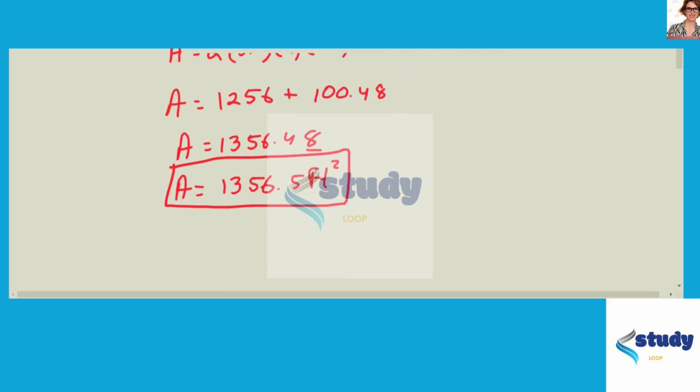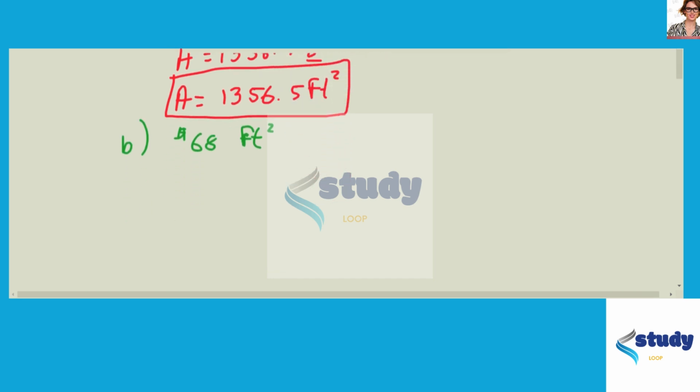Now, for part B in this problem, it says the cost of the stainless steel to make the tank is $68 per square foot. We want to know the total cost to cover this tank. That means we have to take the area and multiply it by the cost per square foot. So we take the 1,356.5 and multiply it by 68, and that will give us the total cost.